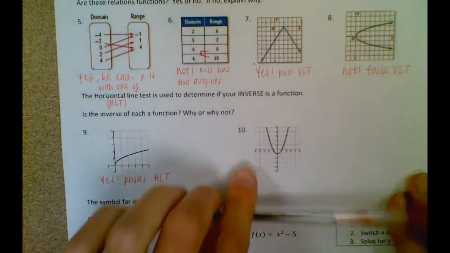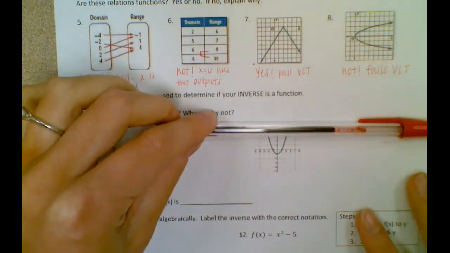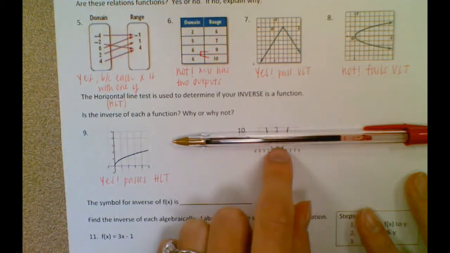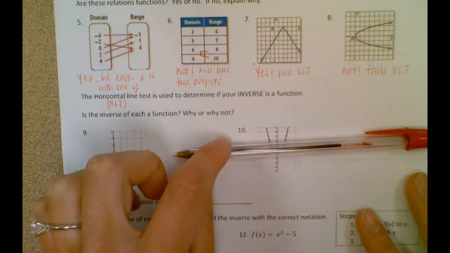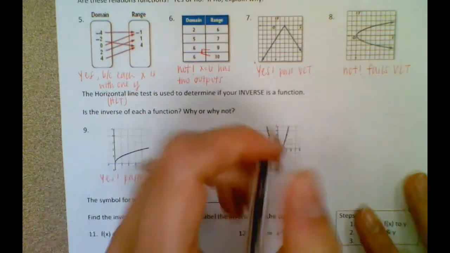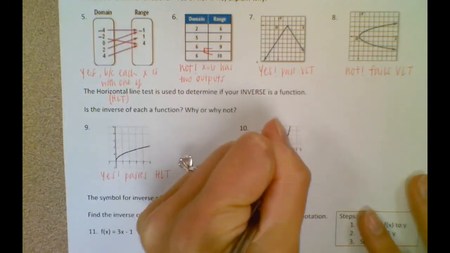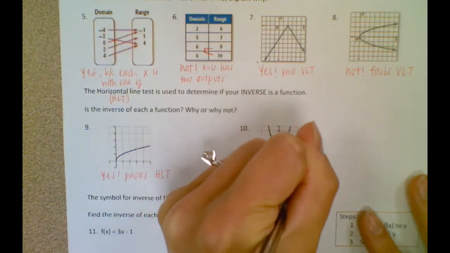Over here, number 10. I'm going here, nope, nope. See how I'm going through my pencil twice here, and here, and here, all the way up here. So the inverse is not a function because it fails the horizontal line test.